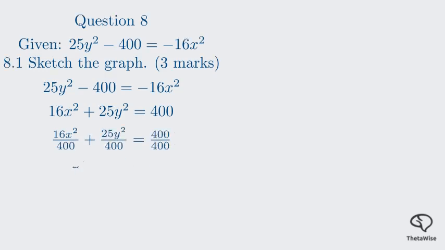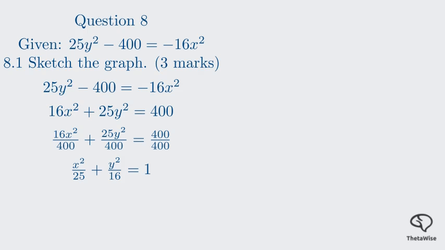To put it in standard form, we divide the entire equation by 400. 16x squared over 400 simplifies to x squared over 25. 25y squared over 400 simplifies to y squared over 16. This gives us x squared over 25 plus y squared over 16 equals 1.